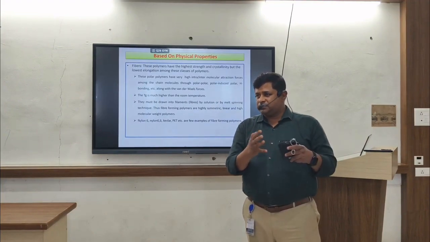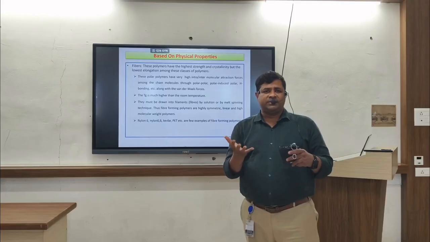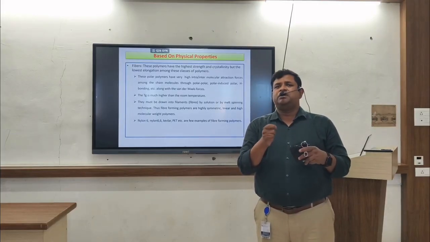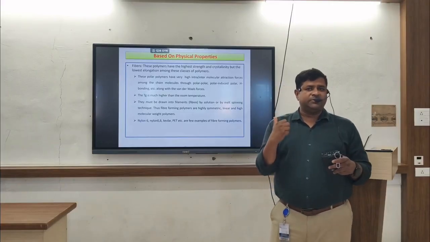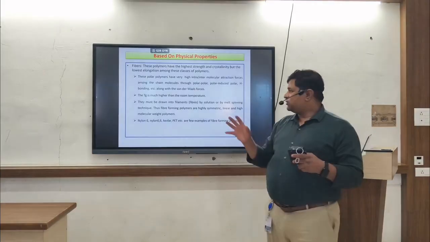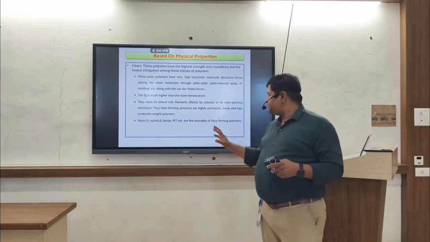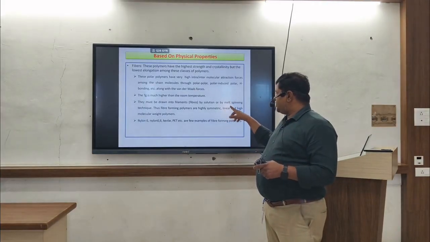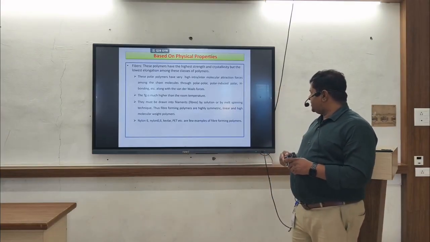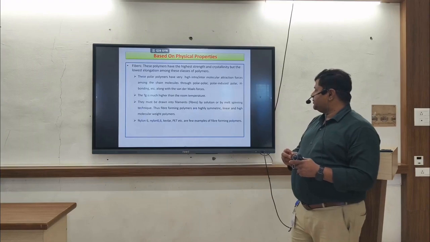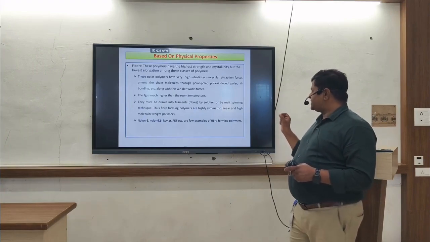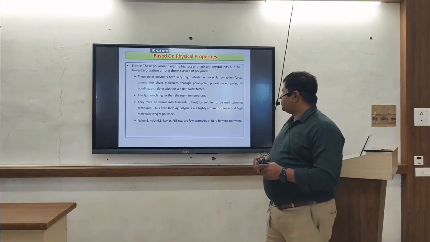Composite material में जब आप carbon fiber, for example, carbon fiber is there. So carbon is the base material of that particular one, and that carbon is going to be incorporated with the help of these fibers, which are going to increase the strength of that particular carbon fiber. That we are going to see in the composite part as well. Thus, fiber forming polymers are highly symmetric, linear and high molecular weight polymers. Nylon 6, nylon 6,6, Kevlar, PET, etc. are the few examples of fiber forming polymers.